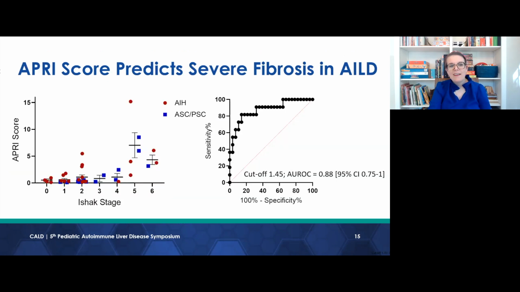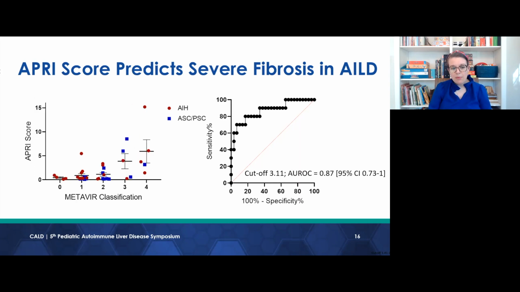So looking at those non-invasive markers of fibrosis, we found that the APRI score predicts severe fibrosis in autoimmune liver disease. And this was for Ishak stage. What you can see here is a representation of the APRI score related to the Ishak stage. And so we found that a cutoff of 1.45 was correlated with increased fibrosis, with very good correlation in kids with autoimmune liver disease.